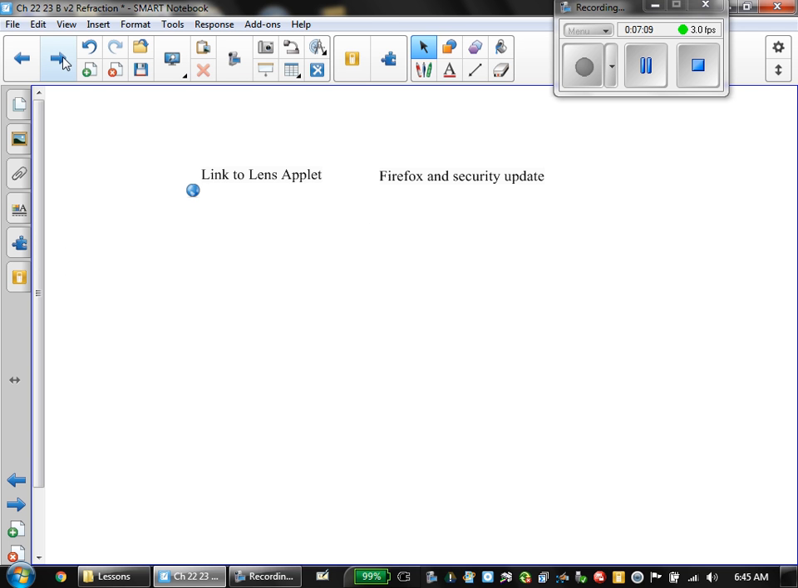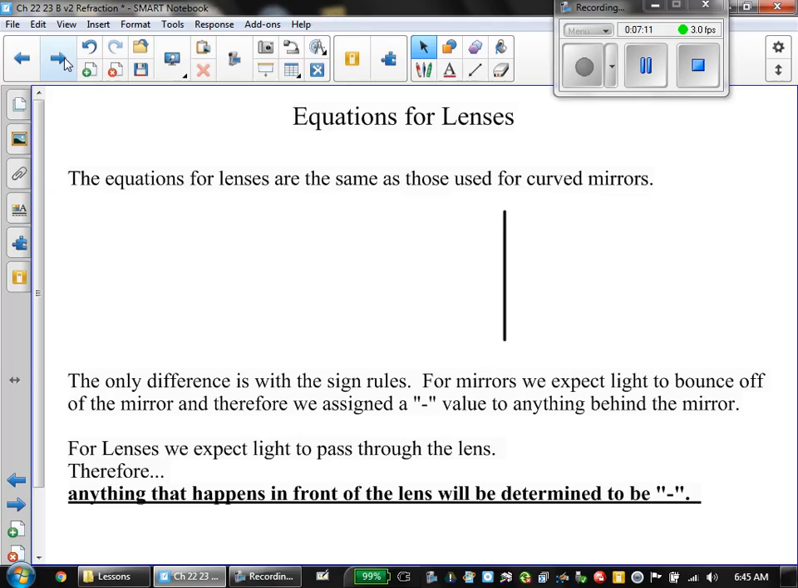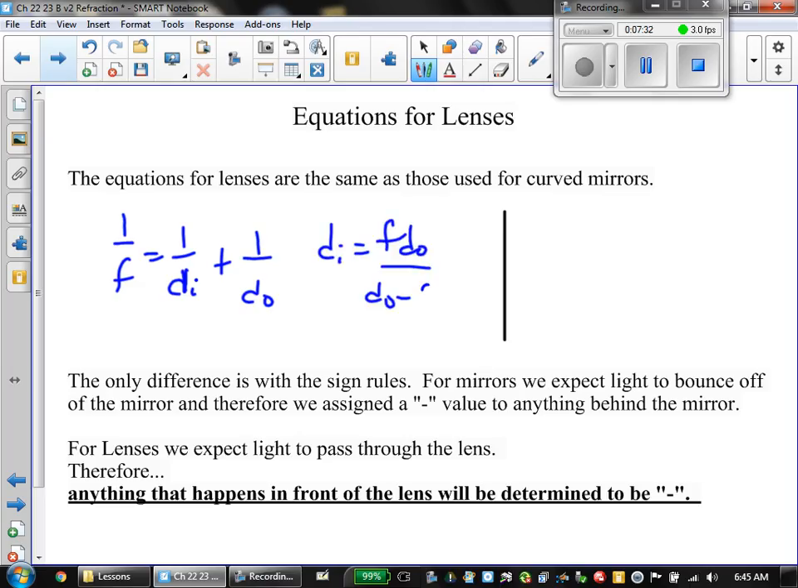Now, the equations are also exactly the same. The equations for lenses and the equations for mirrors are identical. So we're going to have our 1 over F equals 1 over DI plus 1 over DO. That's handy for calculating F, and you can do it for calculating DI and DO. Usually when I calculate DI, I use F times DO divided by DO minus F, and DO equals F times DI divided by DI minus F. I do the exact same thing.